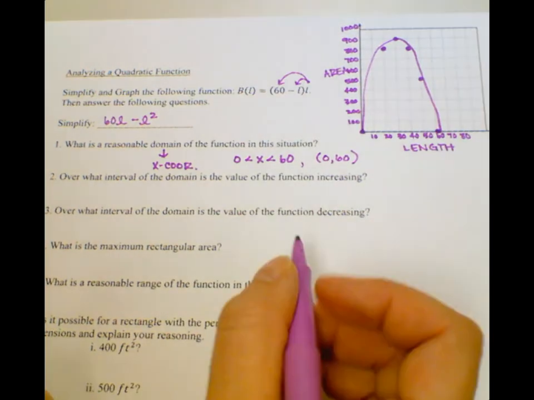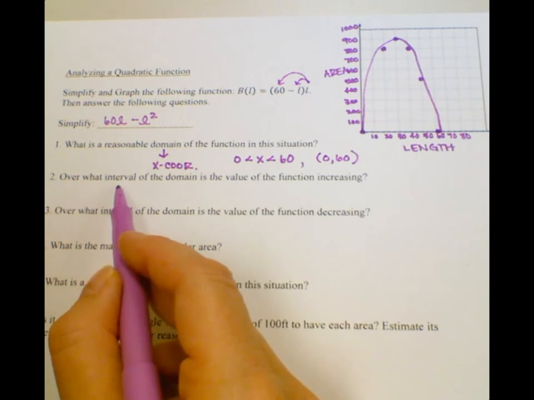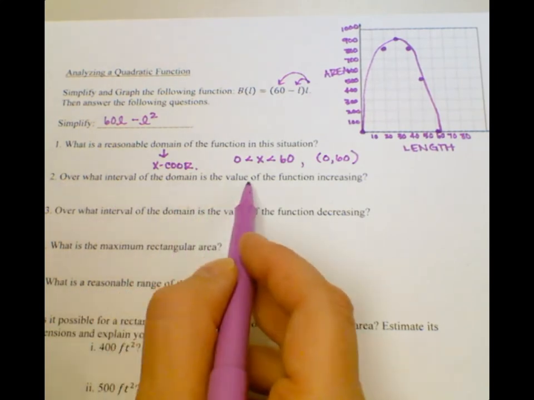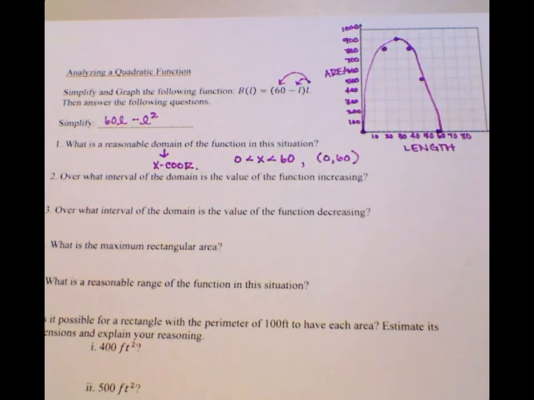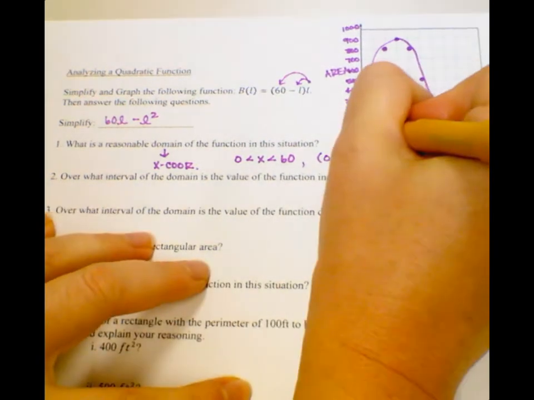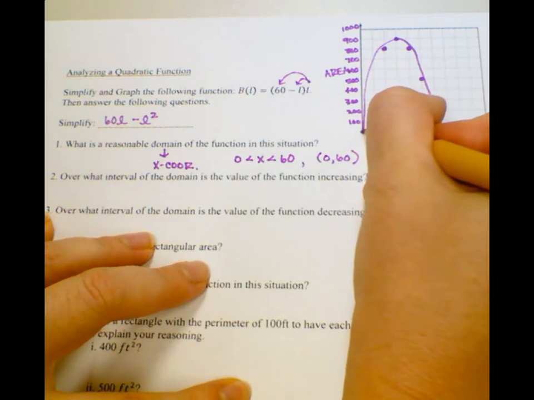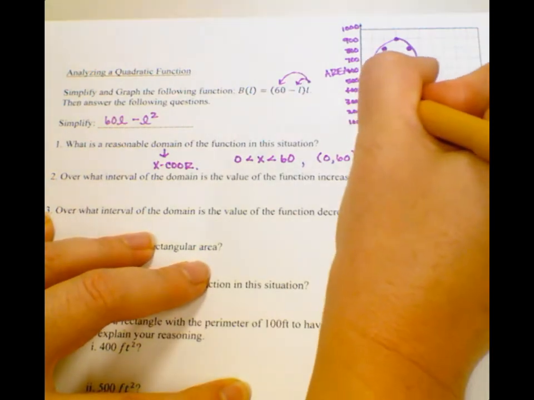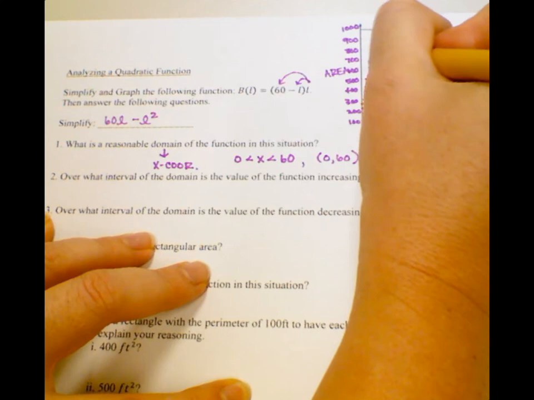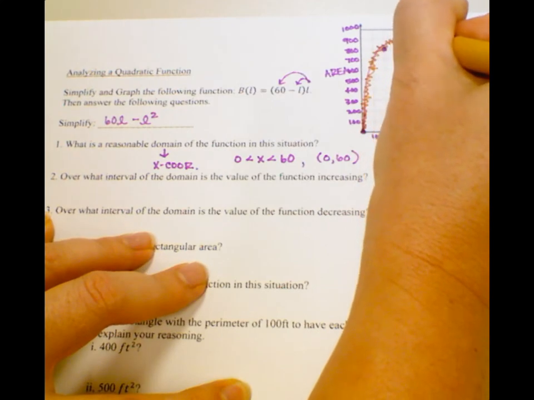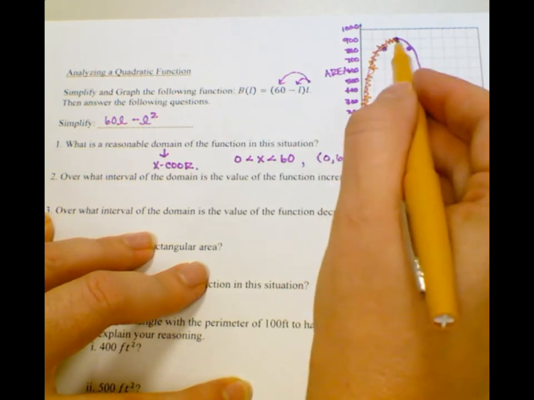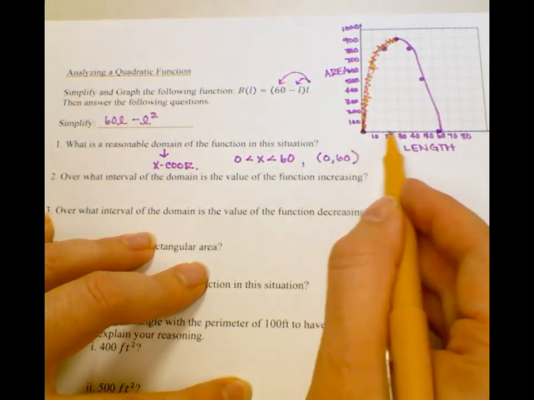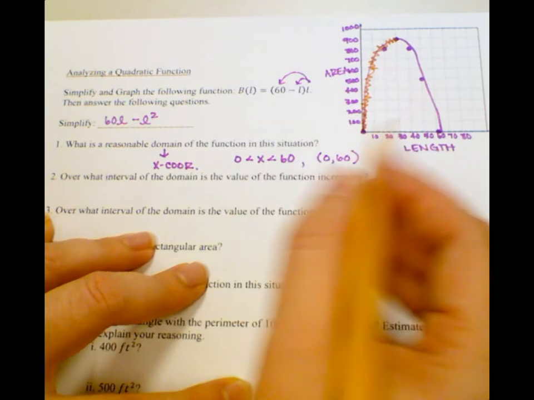Now let's see what else it wants. Over what interval of the domain are the values of the function increasing? Let me switch over pens. Let's see when we're increasing. Start at the beginning of your parabola. Increasing, increasing, increasing, increasing, increasing, increasing. Oh, and then I'm going to start decreasing. So from 0 to what? 0 to what is it increasing?